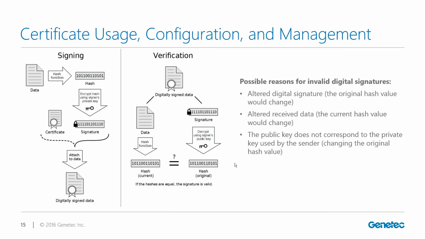And then of course the last scenario is if the public key that was received doesn't correspond to the private key that was used. So maybe during the man-in-the-middle attack, it replaced the key in the signature or in the certificate with a different public key. So what would happen then is we wouldn't get the same value for the original hash value, and of course they wouldn't be the same, and we would know this is invalid information. So that's a quick overview of what happens when we're using certificates on the system.